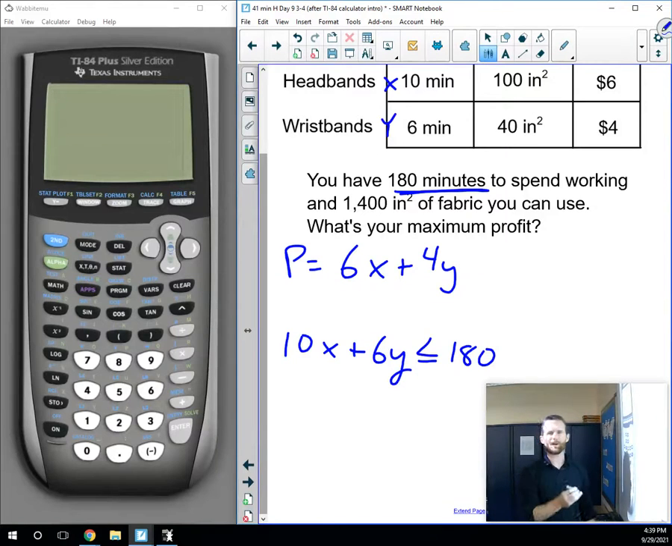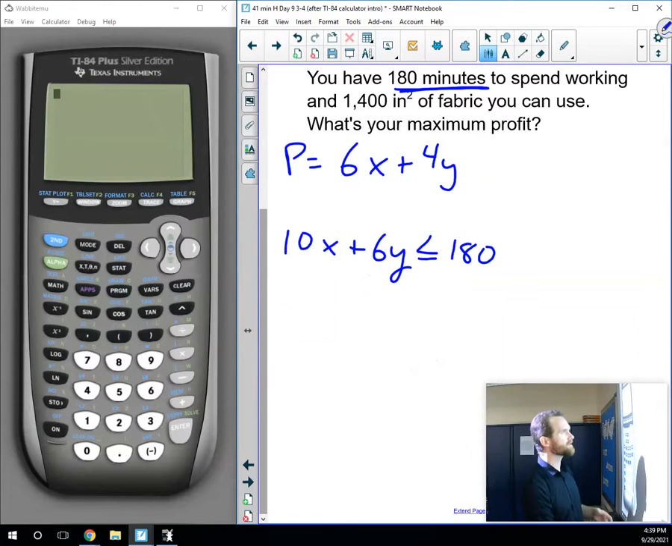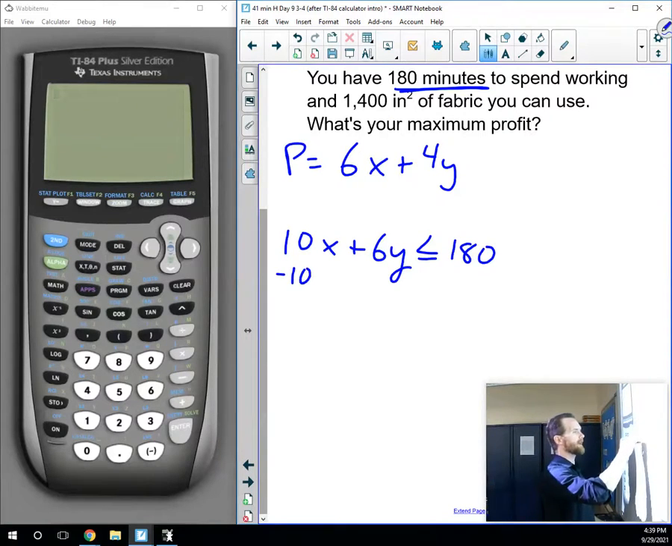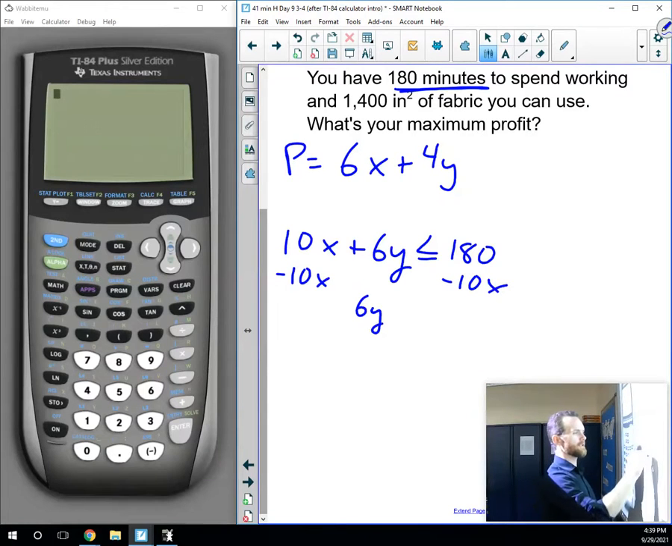Now I'll tell you what, we know we're going to have to get y by itself eventually, so let's just get y by itself right now. So let's take away 10x from both sides. That's 6y is less than or equal to negative 10x plus 180.